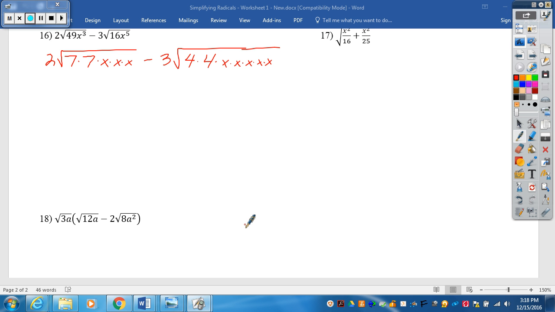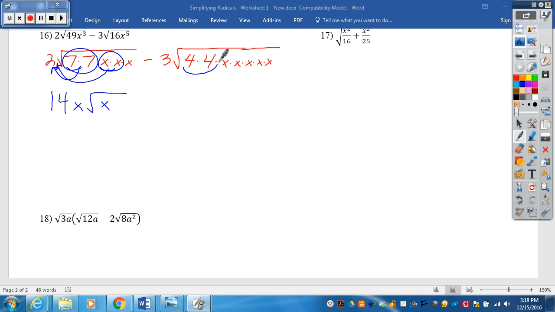So, if I go ahead and look at my duplicates, my perfect squares, the 7s will come out as a 7. So 7 times 2 is 14. And the perfect square of x will come out as just an x. Now you'll notice there that we have an x left over, so it's going to be radical x.